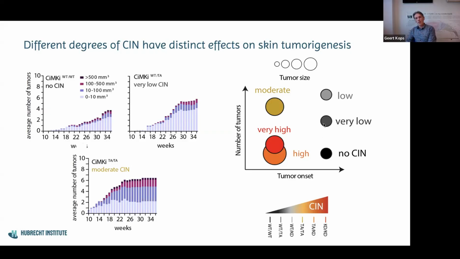And when you increase chromosome instability, what you first get is that the number of tumors goes up, but nothing else changes. Then you go to the moderate chromosome instability, and now a lot of things start happening. Tumor onset is earlier, the number of tumors is still very high, and the tumor size starts to increase. And this seems to be the optimal, let's say, bad state, because if you then further increase chromosome instability to high and very high, although you still get earlier tumor onset and the tumor size is still big, the number of tumors starts dropping. And I will get back later to what we think is happening here.